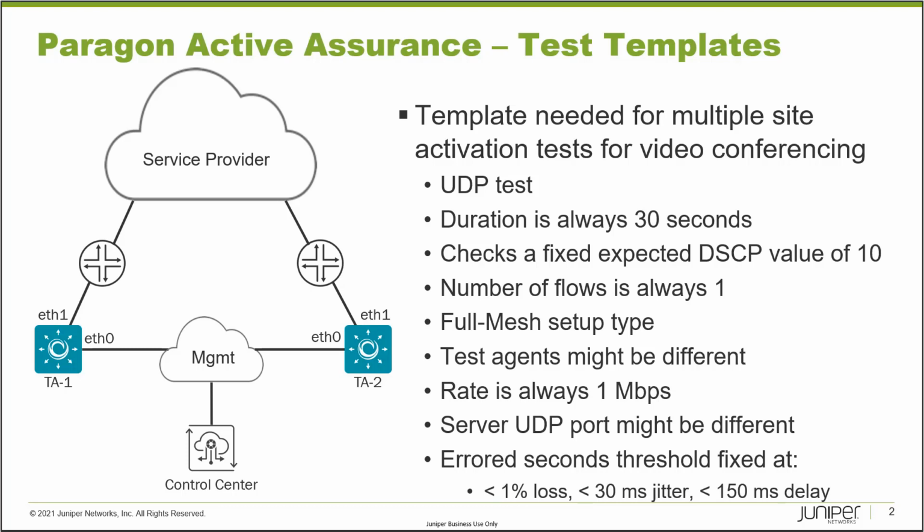And then lastly, we have the error seconds threshold. They will be set at fixed values of less than 1% loss, less than 30 milliseconds of jitter, and less than 150 milliseconds of delay. And those, of course, since they are fixed, are going to be static values. Okay, so with that, let's go ahead and jump to the Control Center web interface for Paragon Active Assurance and get this going.